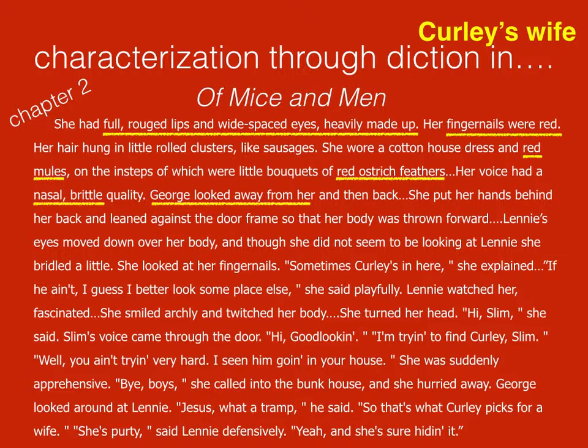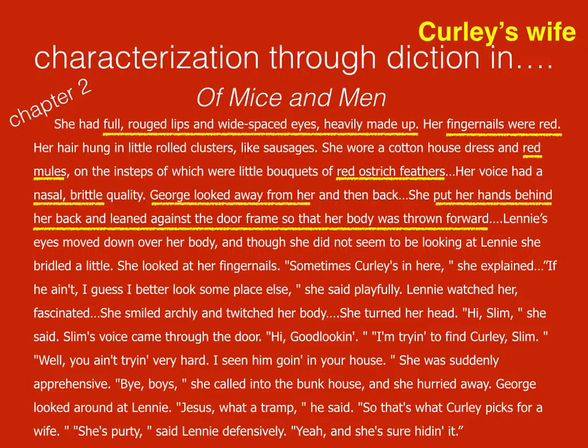Now her stance, we saw that Curly was poised to fight. She stands against a door frame, throwing her body forward. So she's sort of thrusting her chest out again. She's trying to draw attention to herself and be flirtatious. She wants these guys to notice her.